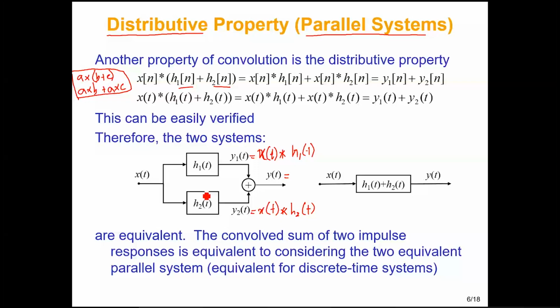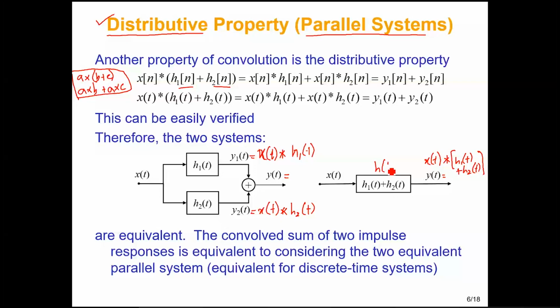So instead of having two systems in parallel, if you want to have an equivalent of this, the equivalent system will have just these impulse responses added together. This is the implication of this distributive property. We can simplify parallel systems because the convolution operator obeys the distributive property. So if we have parallel systems like that, we can just add together the impulse responses of the parallel systems and come up with h of t, which will be equal to just h1 of t plus h2 of t.